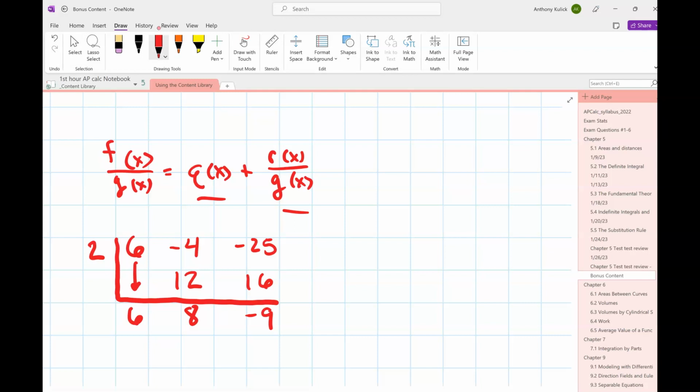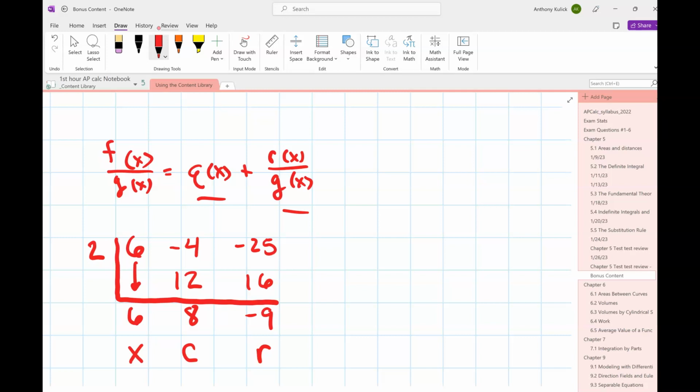So you start at the far right. The negative 9 is the remainder. The next is the degree 0 term, so the constant term. The next is the degree 1 term or coefficient. And you just kind of, starting from the right, it goes remainder, degree 0, degree 1, degree 2, etc.